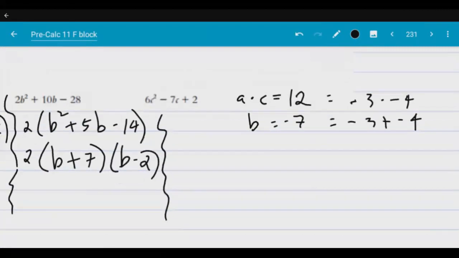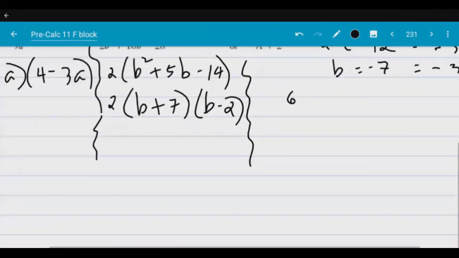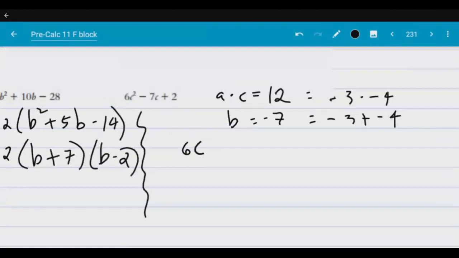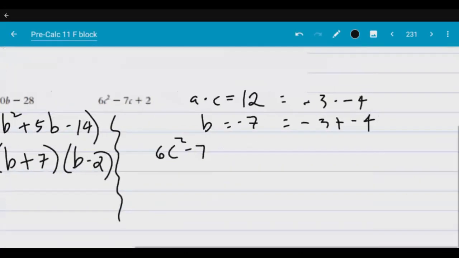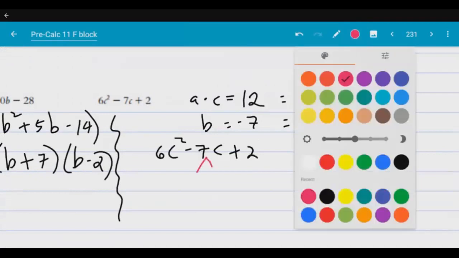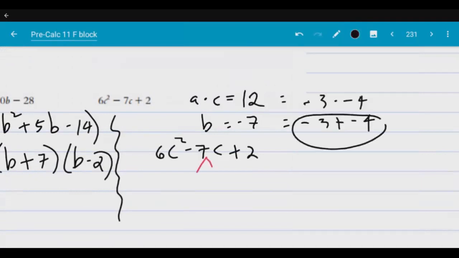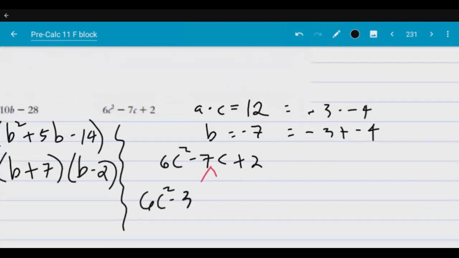So that allows us to simplify this. 6c squared minus 7c plus 2. We are going to break up the middle term into two terms, which would be these two. I'm just trying to recall to you because some of you might have forgotten. That would be minus, I will do 3c first. It really doesn't matter, okay? Minus 4c plus 2.